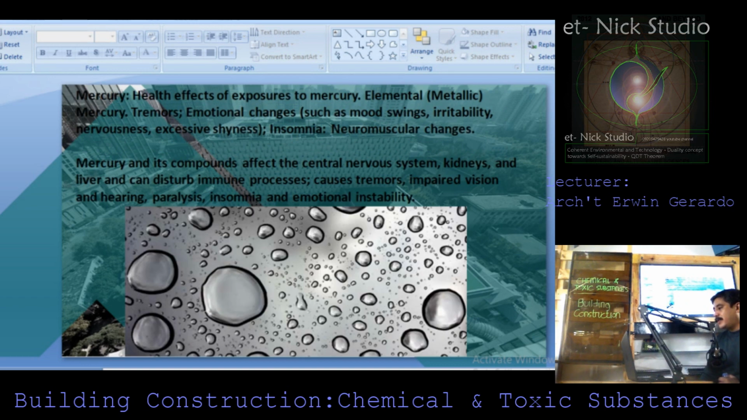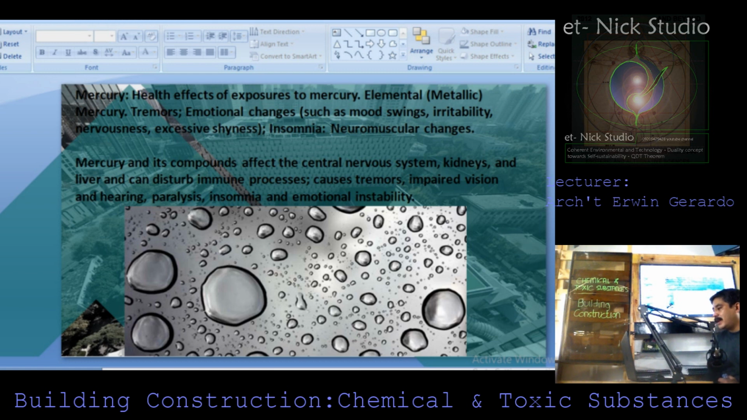Mercury. Health effects of exposure to mercury. Elemental, metallic mercury causes tremors, emotional changes such as mood swings, irritability, nervousness, excessive shyness, insomnia, and neuromuscular changes. Mercury and its compounds affect the central nervous system, kidneys, and liver, and can disrupt immune processes, causing tremors, impaired vision and hearing, paralysis, insomnia, and emotional instability.